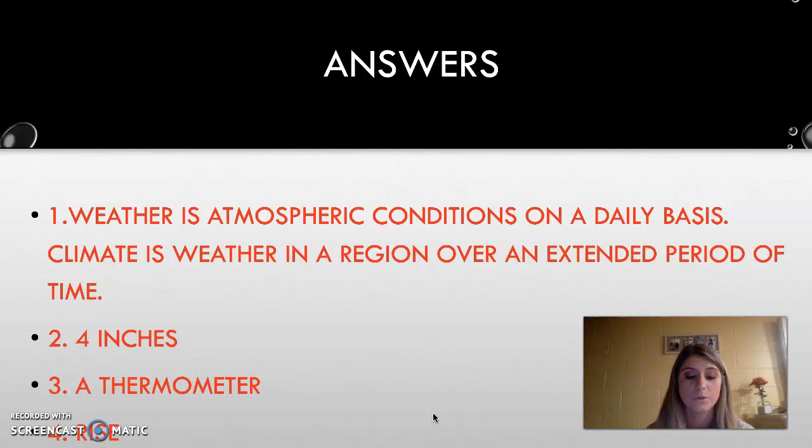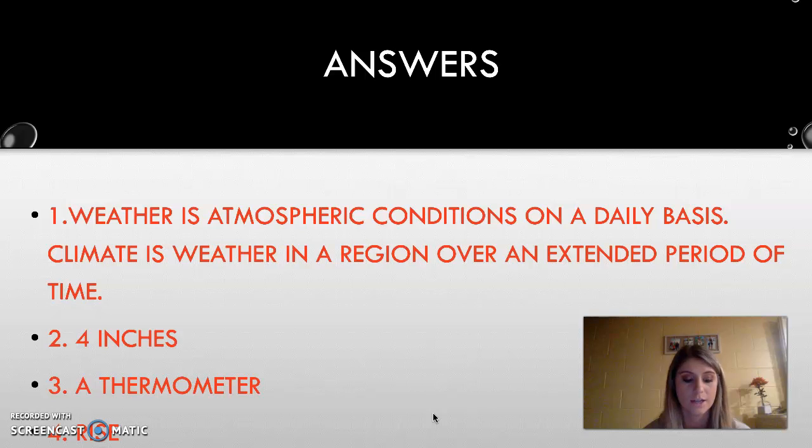Number 2 asked you to determine the average precipitation in Knoxville during the month of February. So we have our bar graph on our sheet, and all you had to do is go to the month of February and follow it up to 4 inches. So the answer for number 2 should be 4 inches. Number 3 asked what tool is used to measure temperature. We said that a thermometer measures temperature and that the red will go up to the temperature that you're measuring, and in our area we use Fahrenheit.